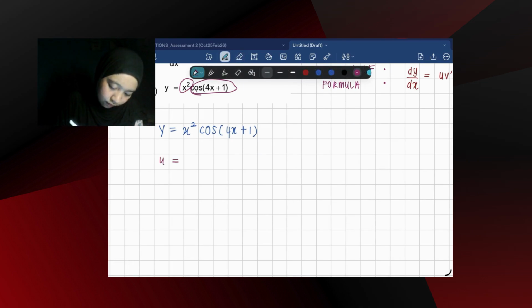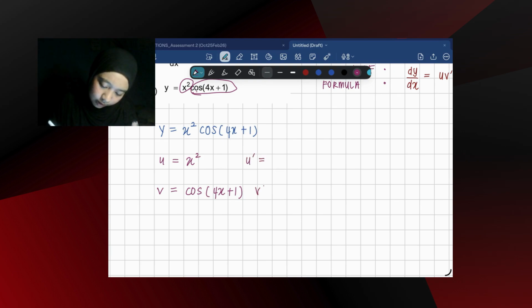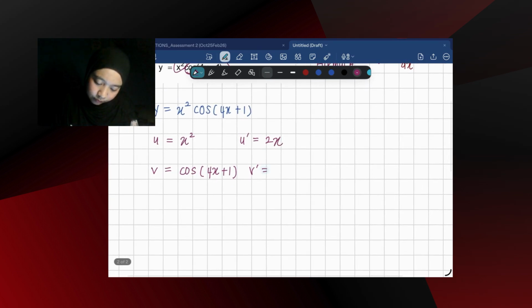u and v. U is x squared and v is cos 4x plus 1. Next, we need to find u prime and v prime. We differentiate x squared, we get 2x, and for v we need to use the chain rule.